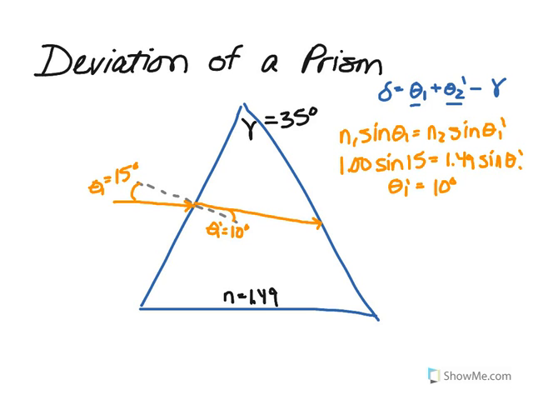And now we have to remember that gamma, the apical angle, is equal to theta 1 prime plus theta 2, the second incident angle. And so 35 is equal to 10 plus theta 2. And our second incident angle, theta 2, would be equal to 25 degrees.